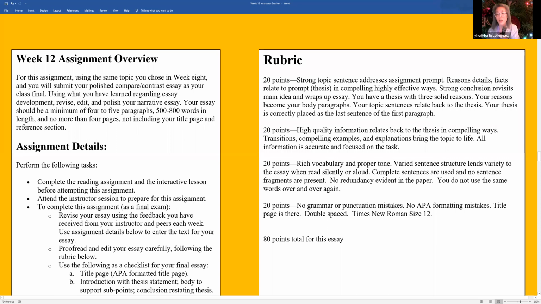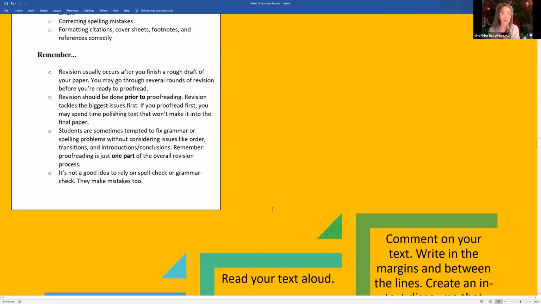20 points for high quality information that relates back to the thesis in compelling ways, and you have transition words. Another 20 points for rich vocabulary. And your grammar is worth, like I said, 80 points is for essay structure and tone, and only 20 points is worth grammar. So that's why you always revise first.